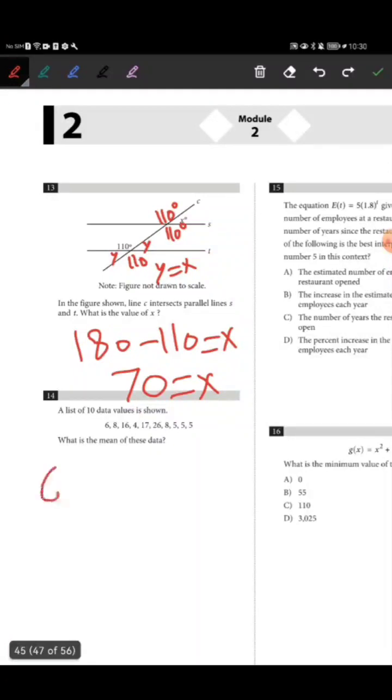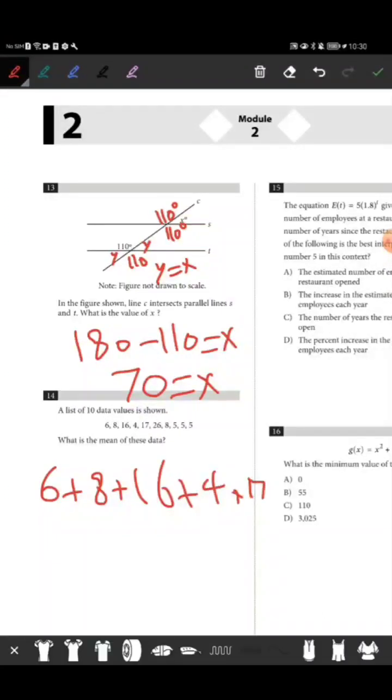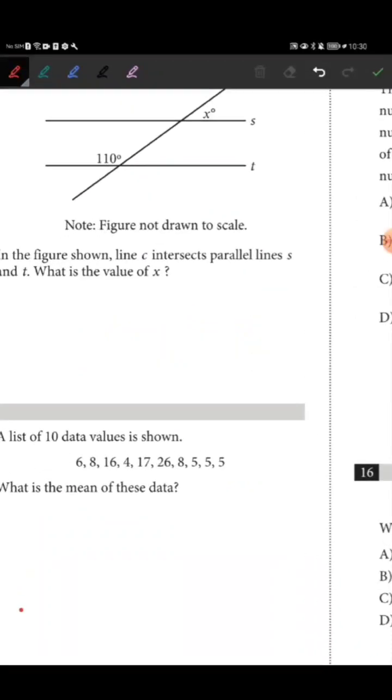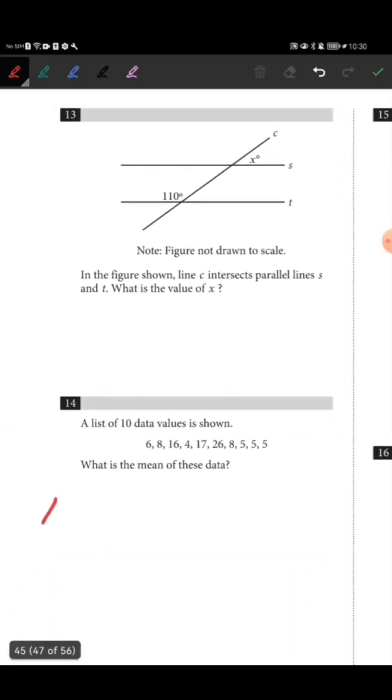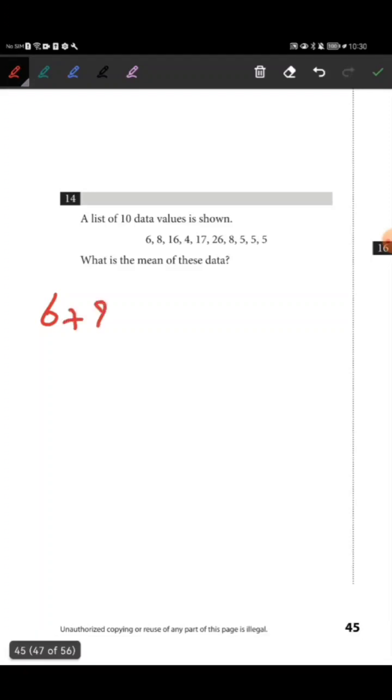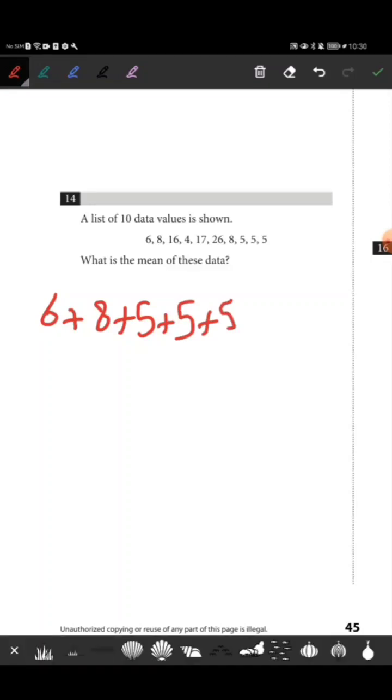So 6 plus 8 plus 16 plus 4 plus 17, and let's write them again. 6 plus 8 plus 5 plus 5 plus 5. The order does not make a difference in the mean, but if you want to get the median, you need to get them in order. But here in this question, he's asking for the mean.